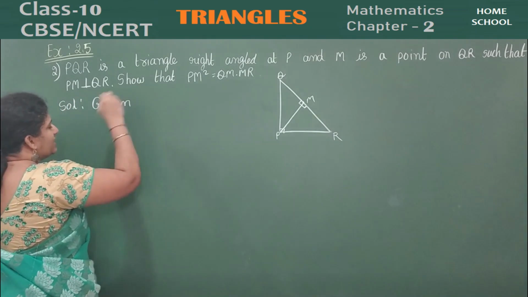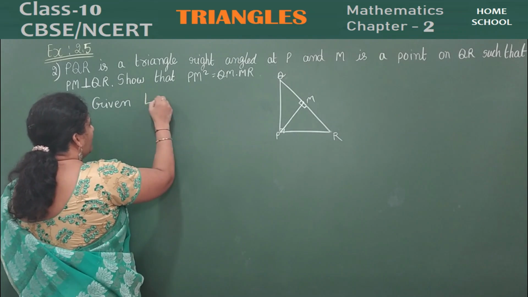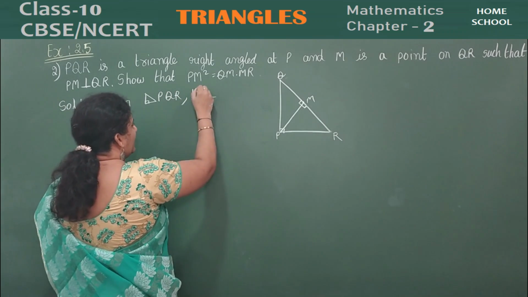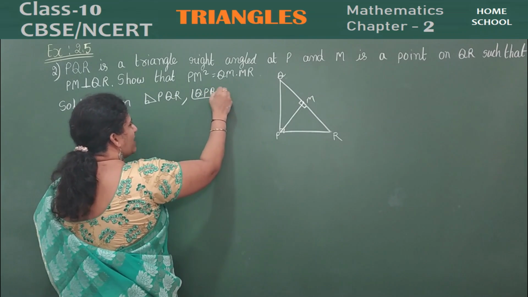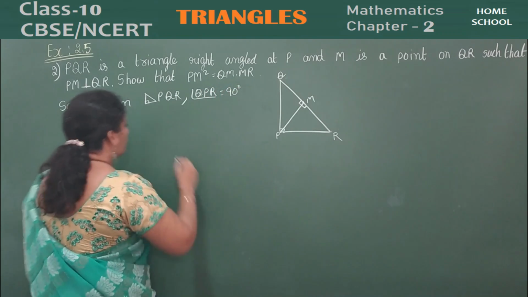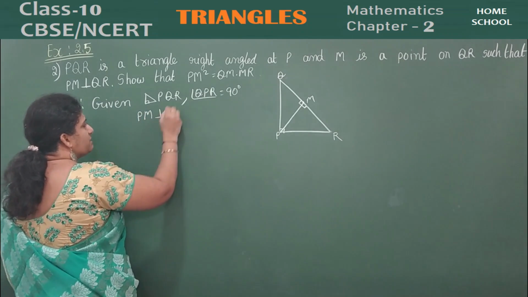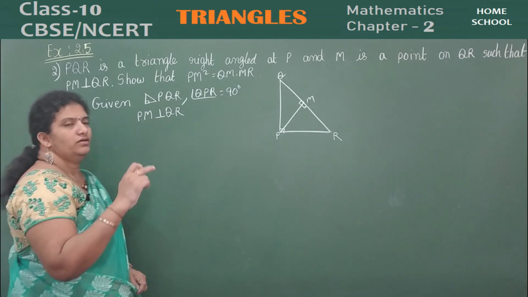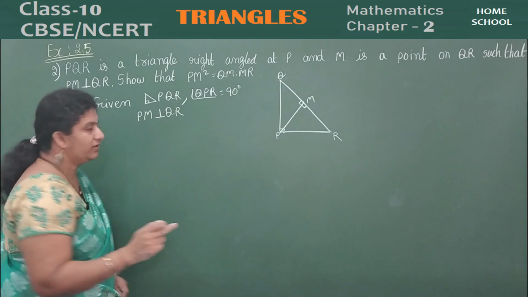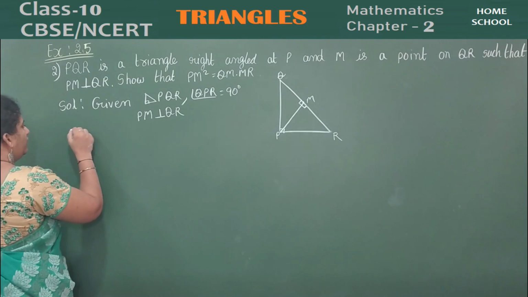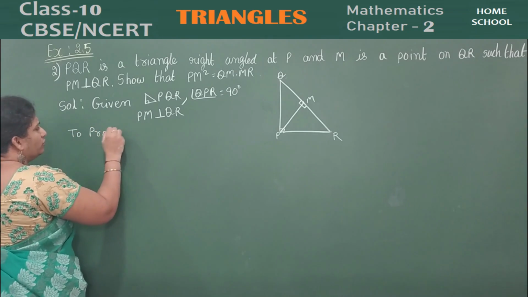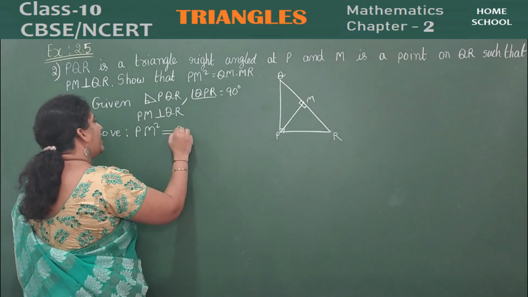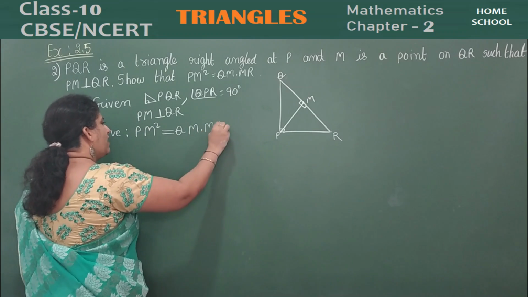Given, always we should start with the given data. Given right angled triangle PQR, and whereas it is right angled at P, that is angle QPR is equal to 90 degrees. And what all they have given? PM is perpendicular to QR. Okay, M is a point on QR. PM is perpendicular to QR. Now next, what we need to do here? How to prove? What I need to prove? To prove PM square, perpendicular square, is equal to QM into MR.